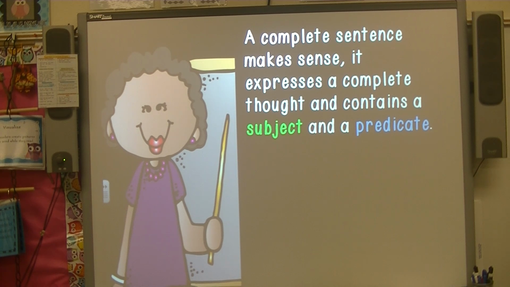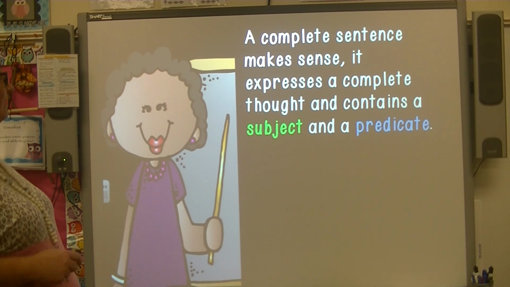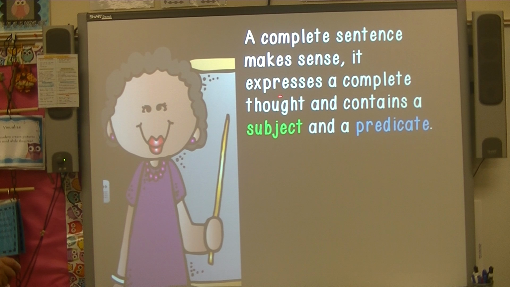Mrs. Jones answers, a complete sentence makes sense. It expresses a complete thought and contains a subject and a predicate. All right, so a complete thought includes a subject and a predicate. We're going to learn what that is.